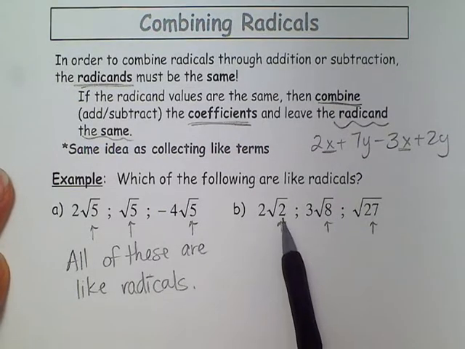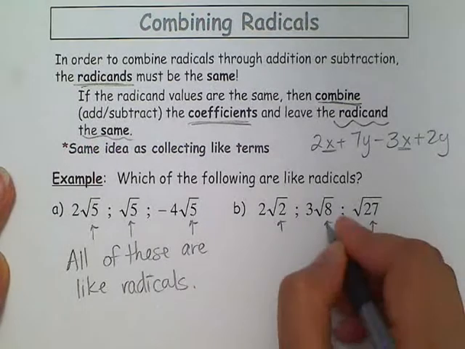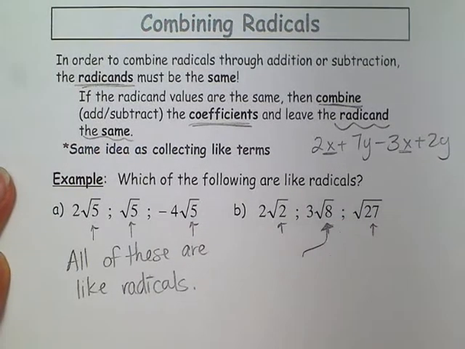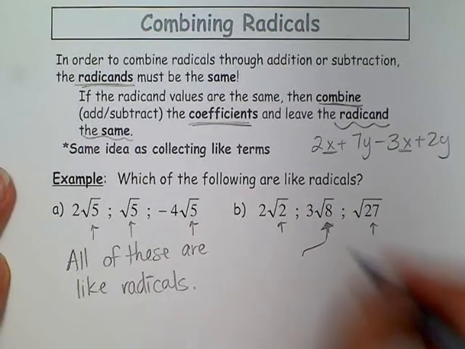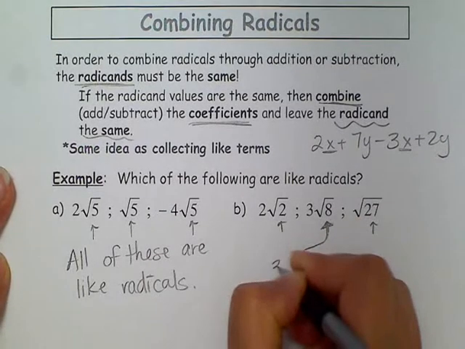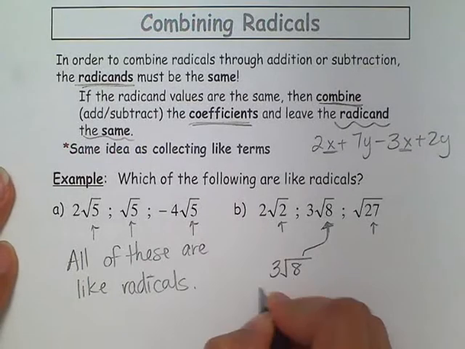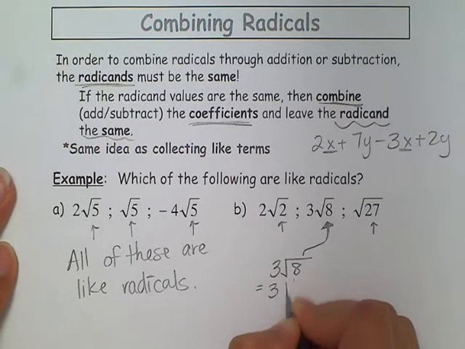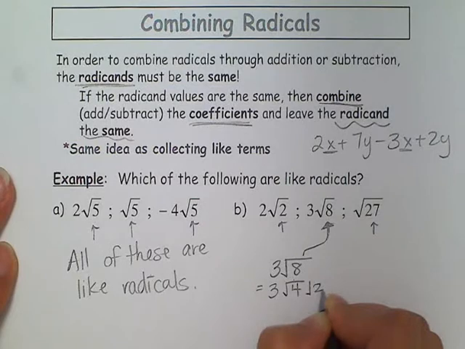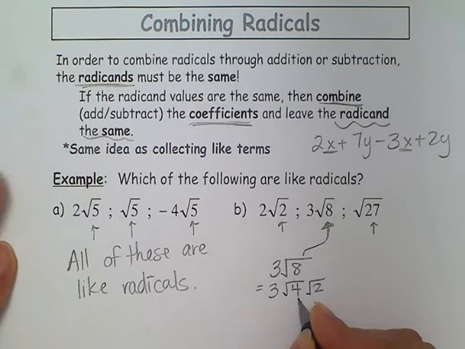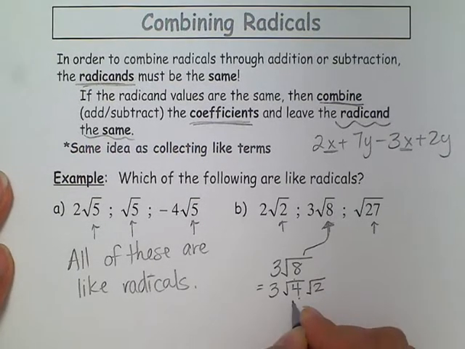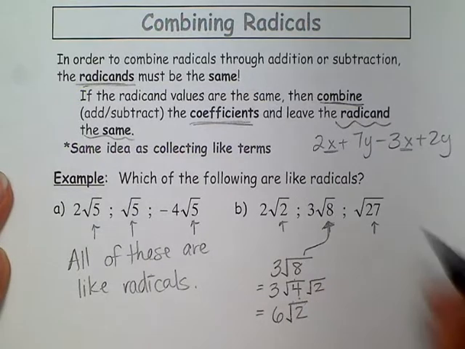The first one here is in simplified form since I can't break down the square root of 2 any further. But the second one here where I have the 3 times the square root of 8, I know I can simplify that further, so that's what I'm going to do. Okay, so I have 3 times the square root of 8. And I know I can simplify root 8 further. And that would be the square root of 4 times the square root of 2. That's the largest perfect square factor that goes into it. And the square root of 4 is equal to 2. And 2 times 3 is equal to 6. So this will give me 6 times the square root of 2.